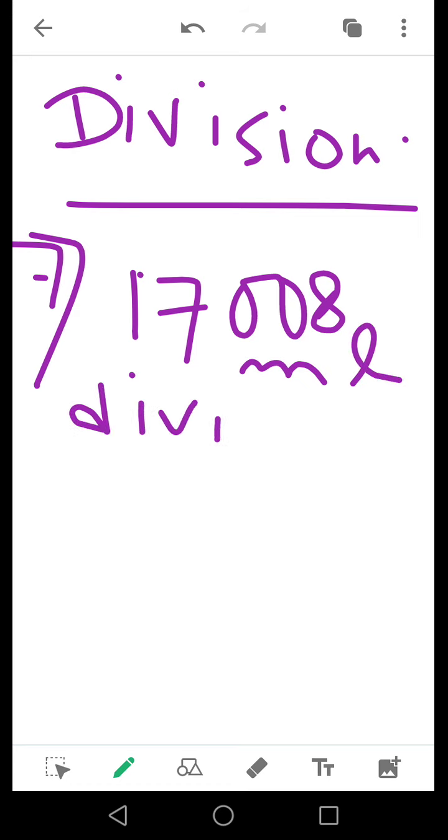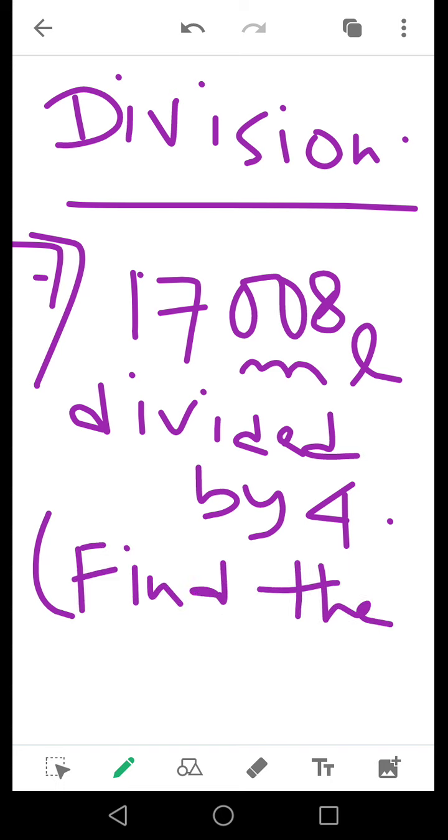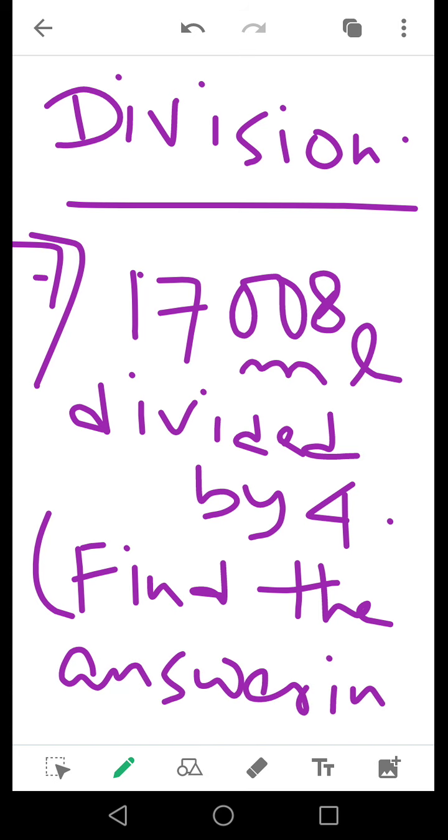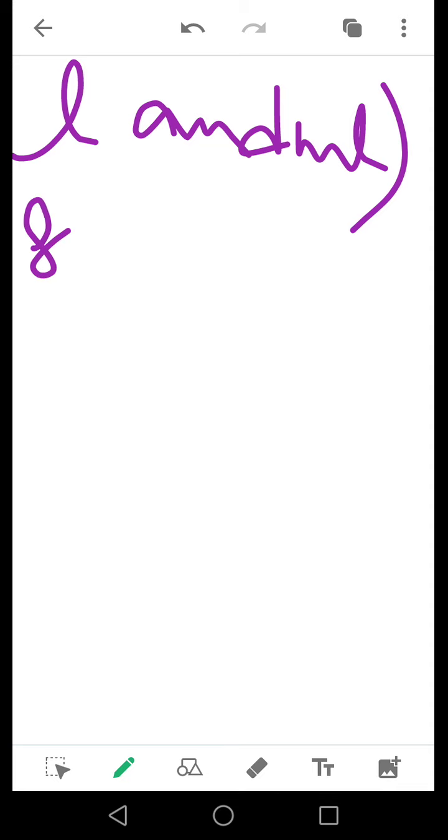17008 ml divided by 4. You have to find the answer in liters and milliliters. Number 8.